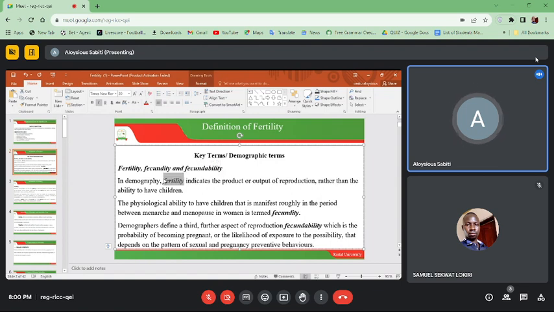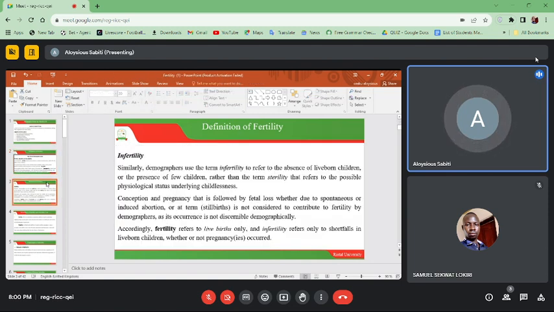So you have to be very critical that when we're in this particular module, when we're talking about fertility, we are not actually looking at someone's ability to have children. We are looking at the final product. And if we want to look at the ability, then we are looking at the fecundity, not the fertility.